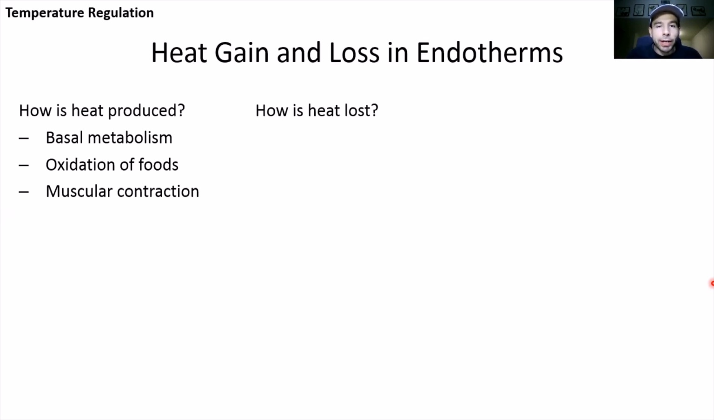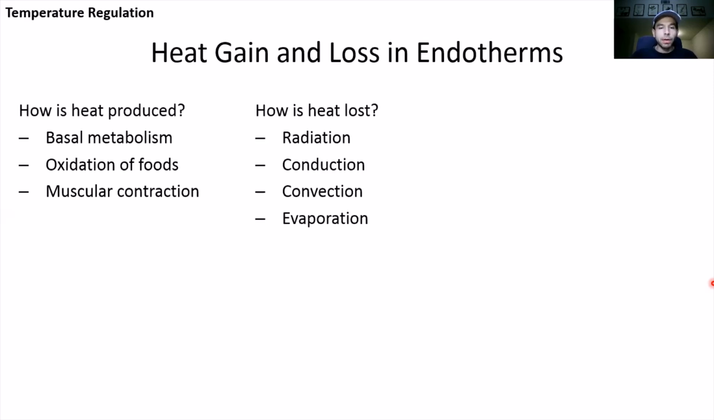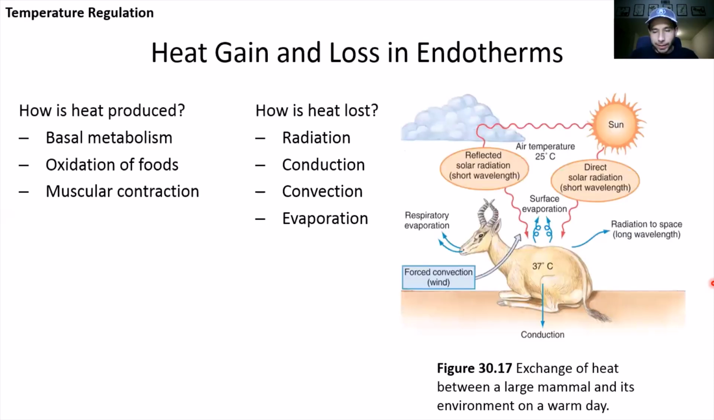And muscular contractions also result in heat. That's why when we exercise, we get hot. So how is heat lost? Well, through a variety of physical processes like radiation, conduction, convection, and evaporation. Let's take a look at this graphic here.